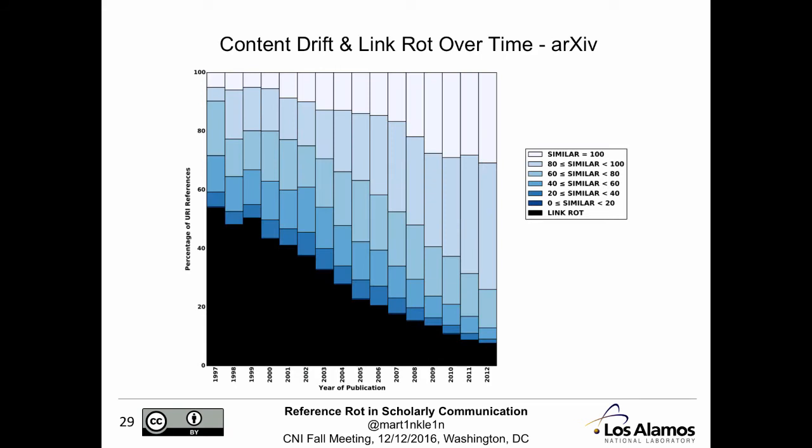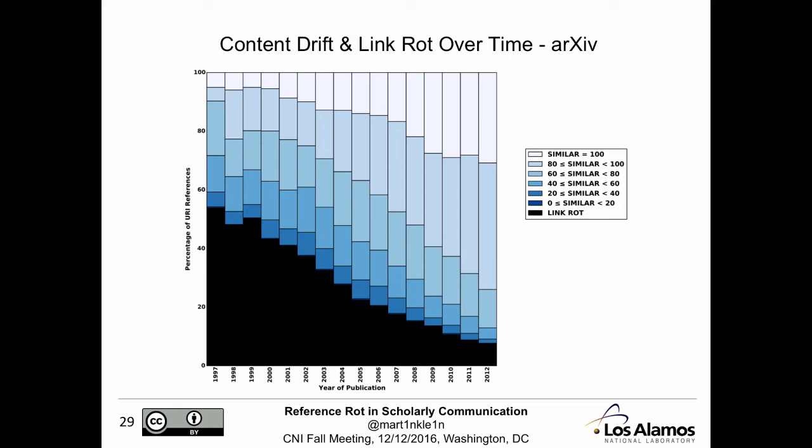This graph is where the acknowledgement to Andy Jackson comes in, because now we're visualizing the same sort of data separated by corpus and also over time. So this is the data for the arXiv physics preprint corpus, and the color pattern is the same. The lightest blue on top is the fraction of URIs that have not drifted, where similarity is 100, and everything that's black is link rot. So again, both together make up the notion of reference rot. We can see, for example, a bit more than 20%, let's say 30%, of URIs unchanged, not drifted, for the arXiv corpus, and roughly 10% link rot.